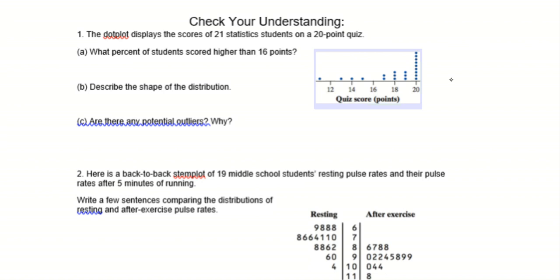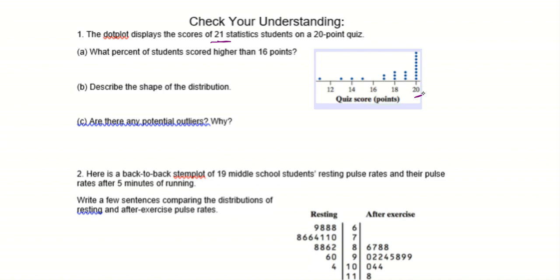All right, so here we go. First off, we have a dot plot. This is one way to display some data. This is going to be some quantitative data right here, and our quantitative variable is quiz scores. Now we have 21 statistics students that took a 20-point quiz. So the highest mark you can get is 20.